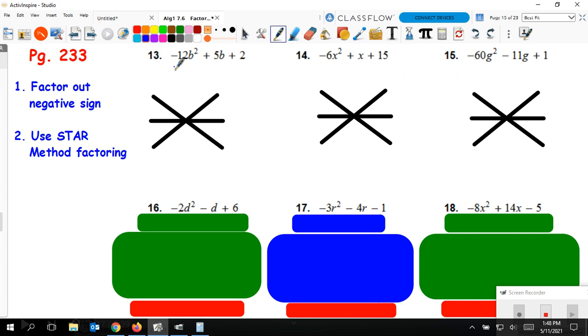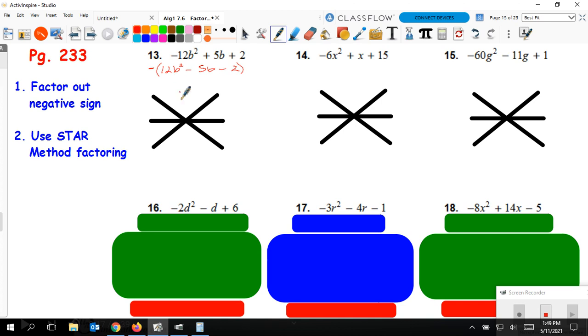So starting out with just factoring out a negative sign. So factor out the negative sign. That's going to change all of these signs to their opposites. This will be now positive 12b squared, and then minus 5b, and then minus 2. And now we can factor this with the star.